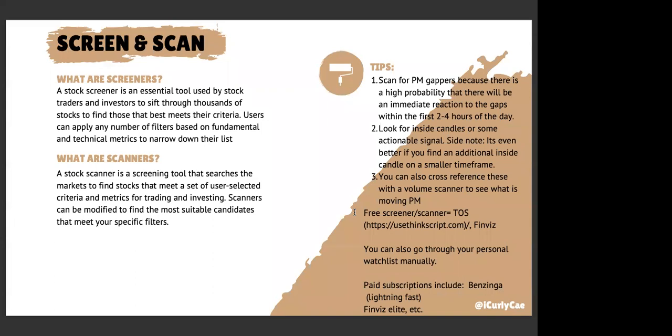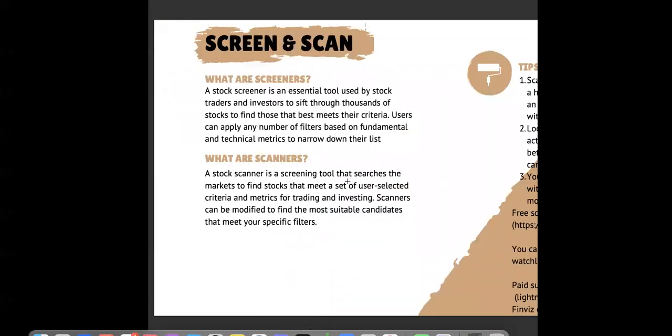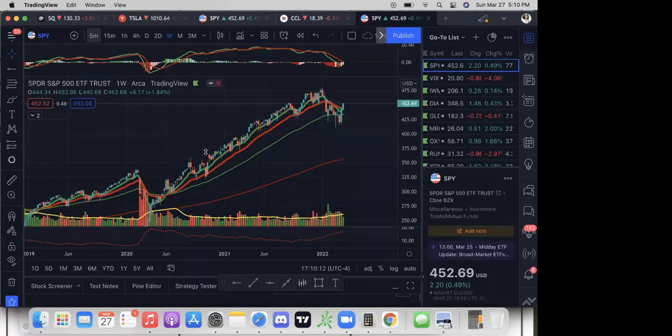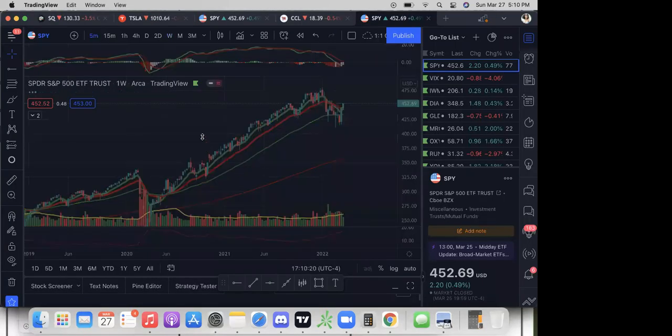So we're gonna just start with the first tip that I gave. Looking for pre-market gappers, okay? So for example, I'm on a 5-minute chart. I'm just gonna go over to the S&P 500 to show you guys what I mean about essentially we will within the first 2 to 4 hours.